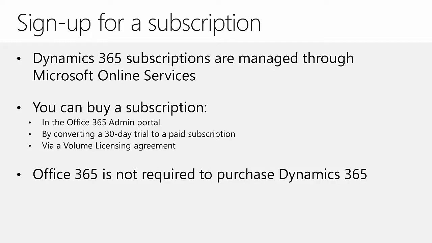There are several ways to sign up for a subscription, but regardless of how the customer signs up, all subscriptions are managed through Microsoft Online Services, also known as the Microsoft Office 365 portal. Organizations can buy a subscription through that portal and also directly from within a 30-day trial of Microsoft Dynamics 365. Also, if the organization has an active volume license agreement with Microsoft, a new subscription can be created through that agreement. Although subscriptions can be purchased and are always managed through the Microsoft Office 365 Admin Center, a subscription to Office 365, although encouraged, is not required.